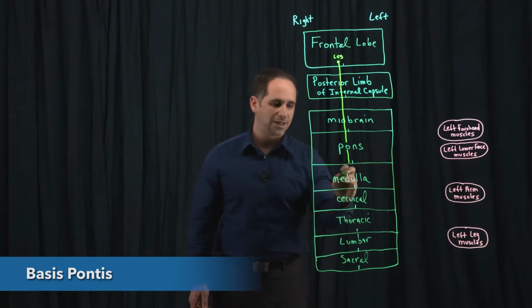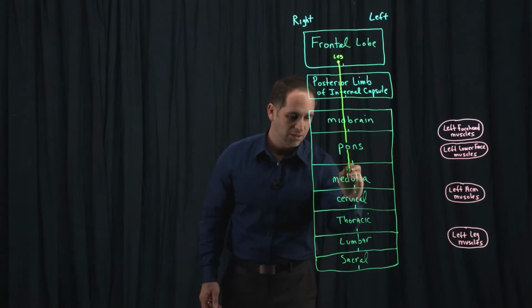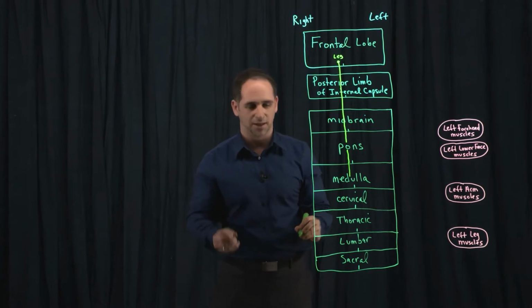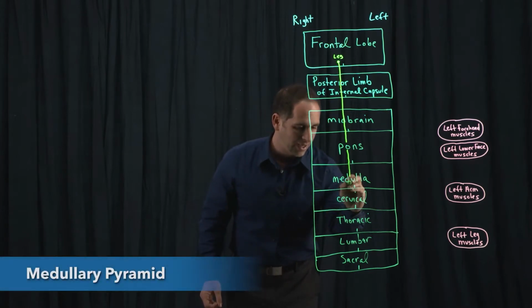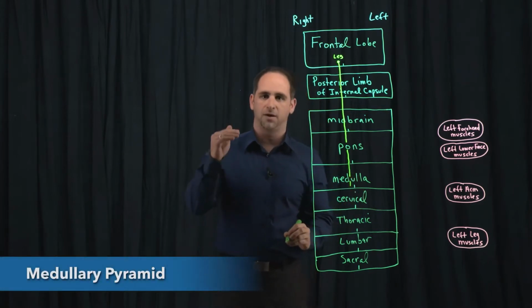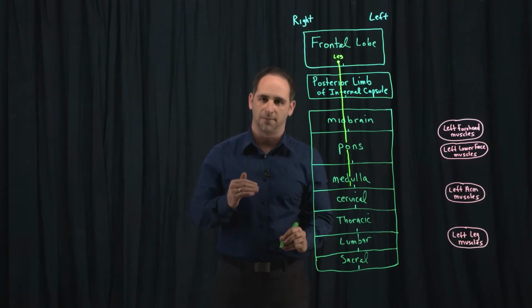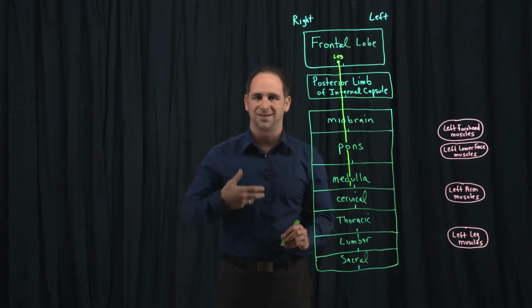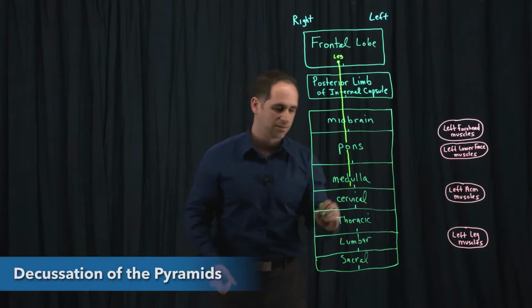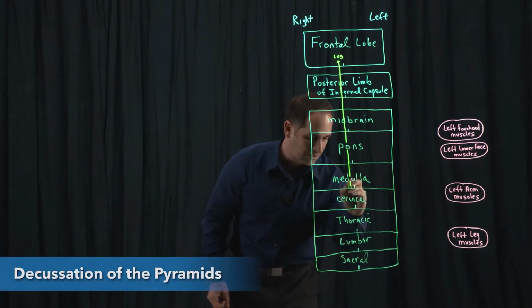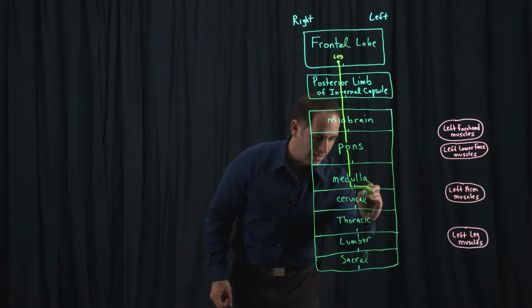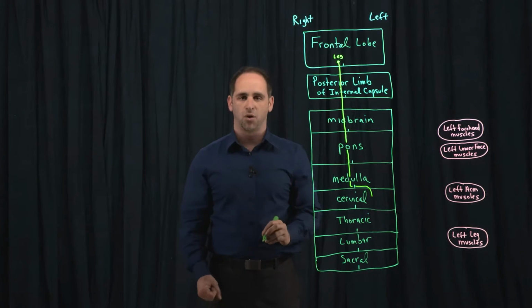And then we're going to continue down into the medulla. The ventral part of the medulla is called the pyramid. And then at the very, very bottom of the medulla, the caudal medulla, there is the crossing of the upper motor neurons, and that's called the decussation of the pyramids. And so we need to have this upper motor neuron cross the midline. And now we're going to enter the spinal cord.